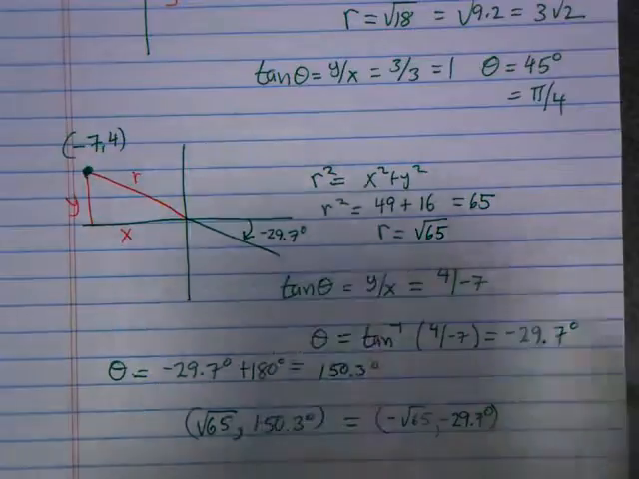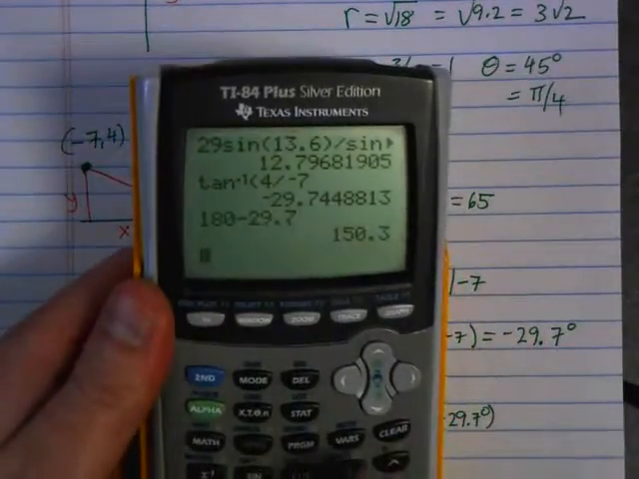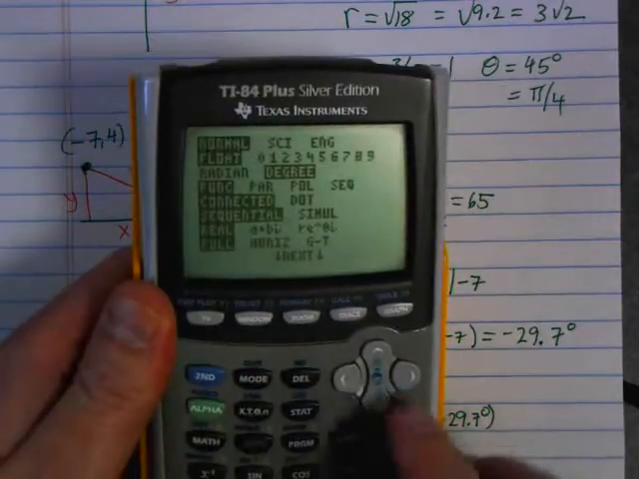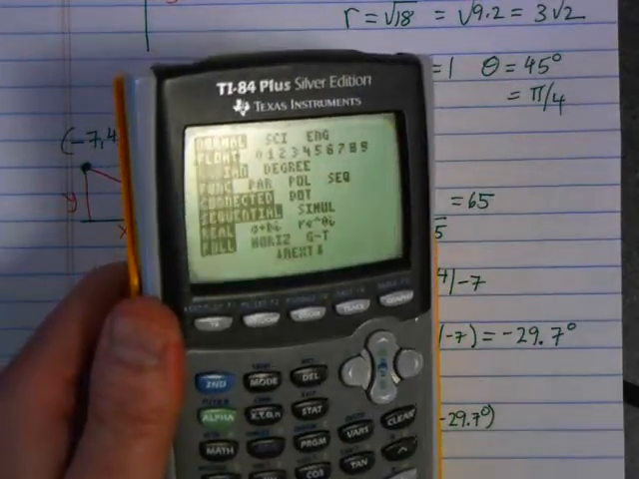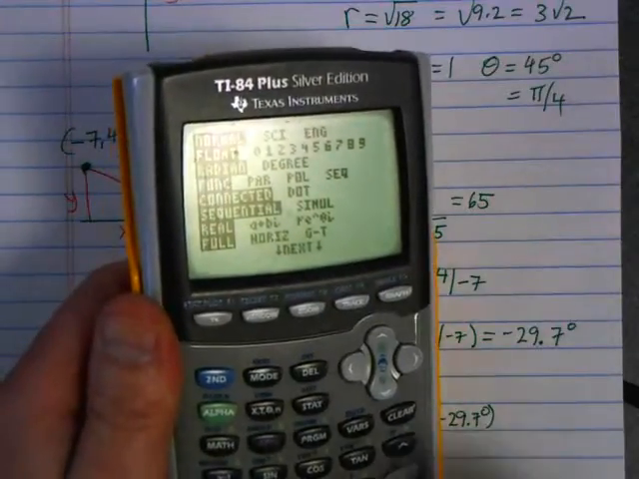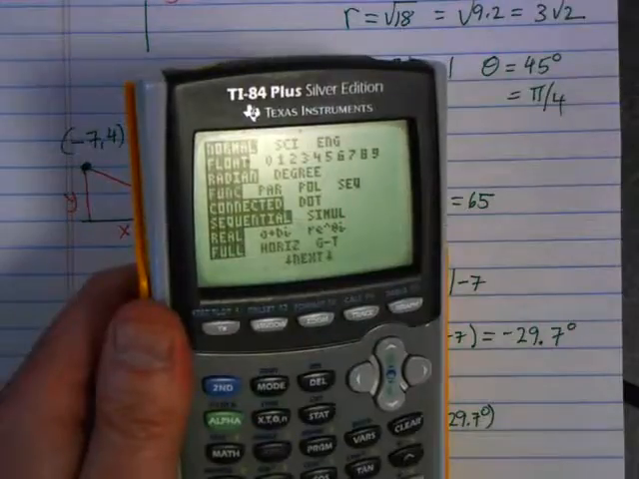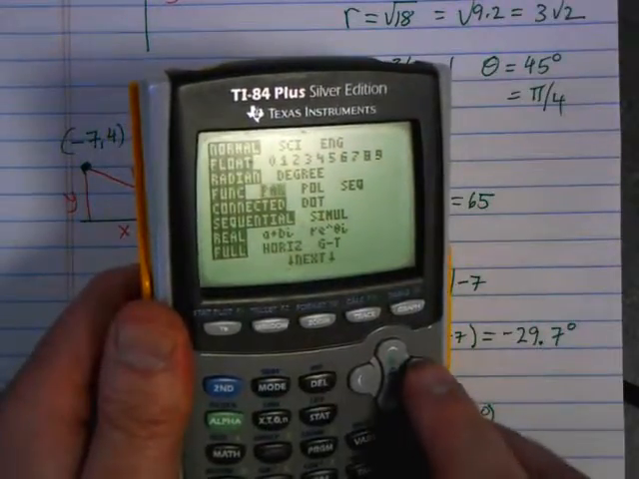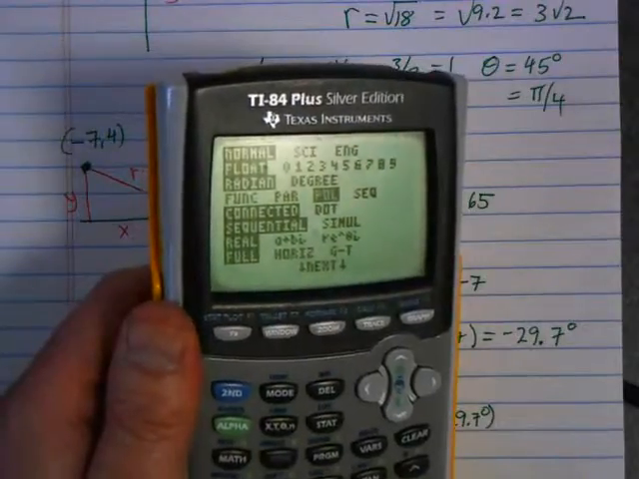All right, so on my calculator, I'm going to do a couple things. I'm going to go to mode, and change to radians, because I always prefer radians. Down here, this is function mode, which is when we use x and y. There's also what's called polar mode, so I'm going to change my calculator to polar mode.